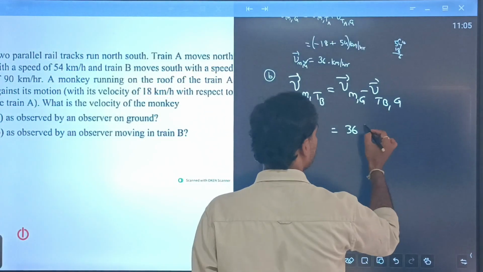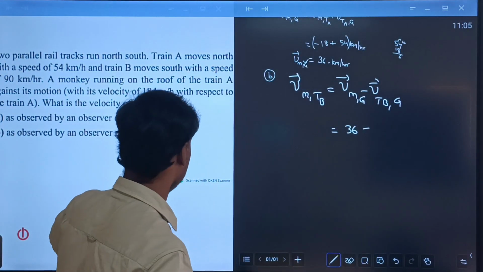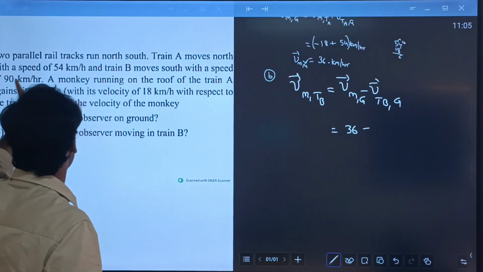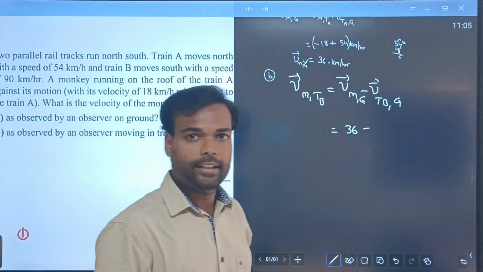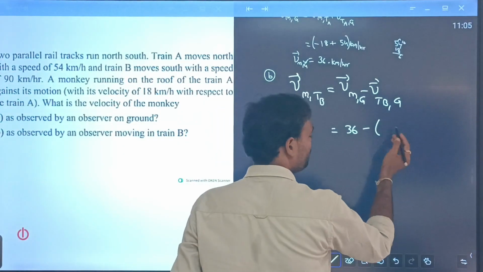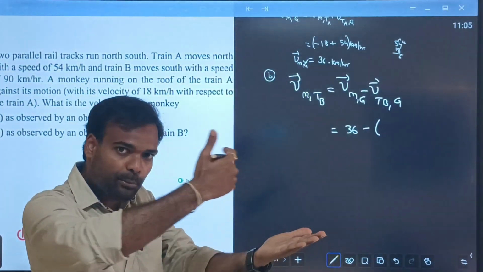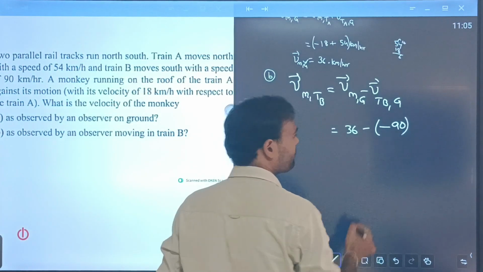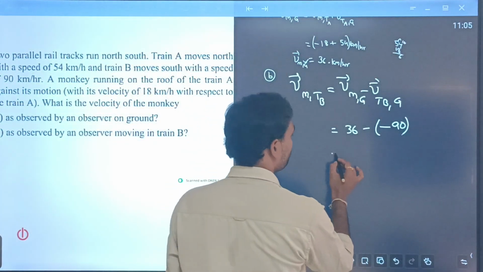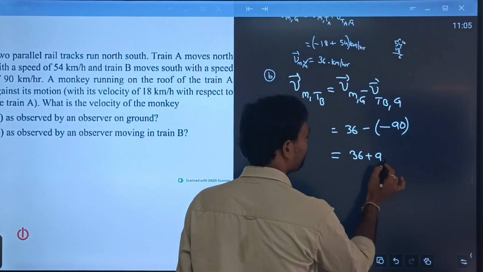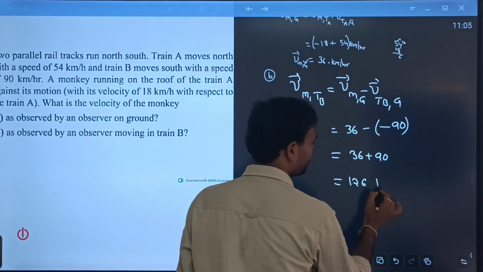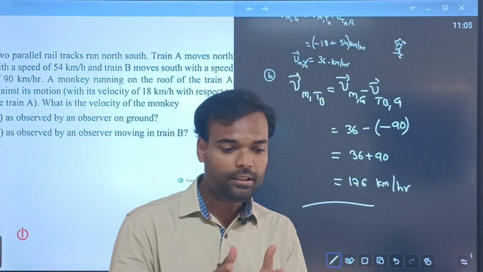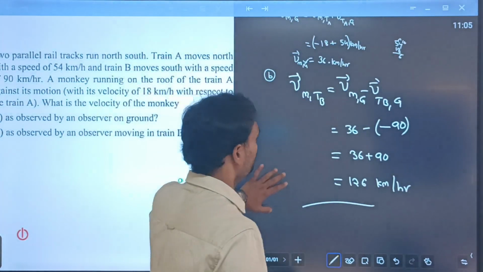And the velocity of train B with respect to ground is, B moves south with a speed of 90 km per hour. So here it is moving in the leftward direction, that is, it is also moving towards the south. So this will be minus 90, and ultimately it becomes 36 plus 90, which is equal to 126 km per hour. So, these are the two basic questions.